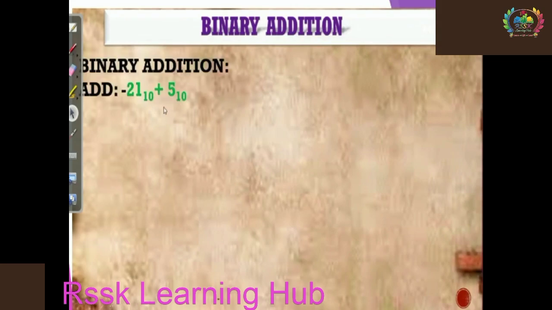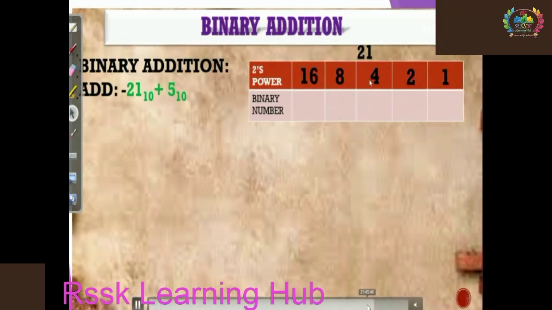Now coming to binary addition of 21 base 10 plus 5 base 10. You just make this one as your assignment part and do it. Here you may represent this using your 2's complement value. This is one way of representing. You just see how it is represented.